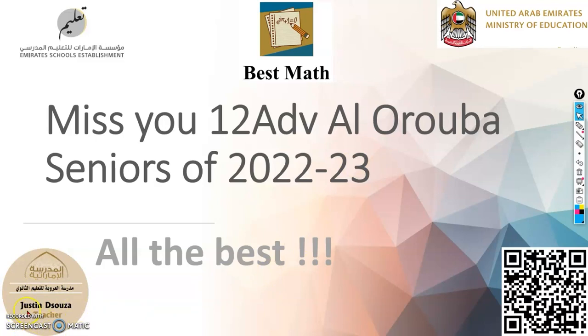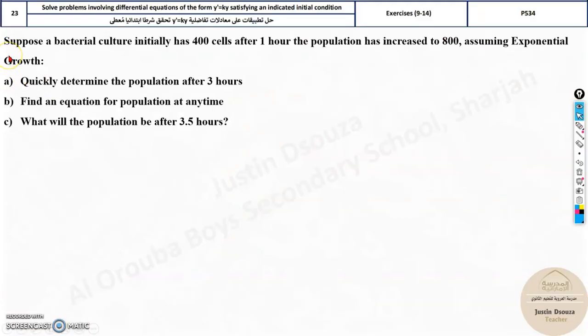Do great. Now then, we will continue with the last video. It is about real world problems. Now we have a real world problem. In fact, this is an easy one. Suppose a bacterial culture initially has 400 cells. It's about population, by the way. After 1 hour, the population has increased to 800. Assuming exponential growth, determine the population after 3 hours. Find an equation for population at any time. And what will be the population after 3.5 hours?